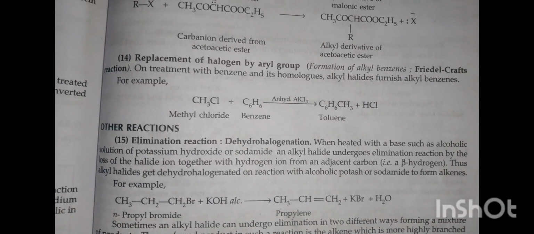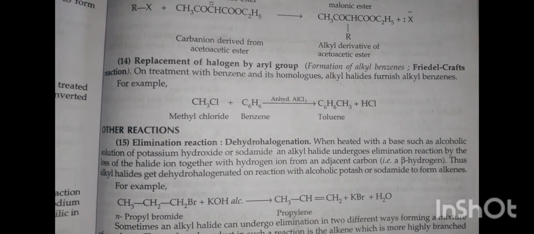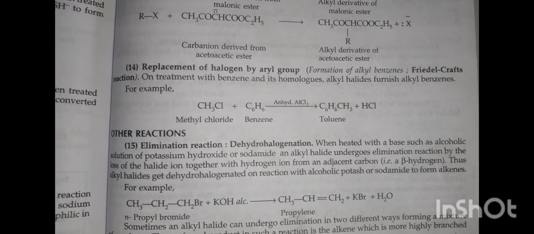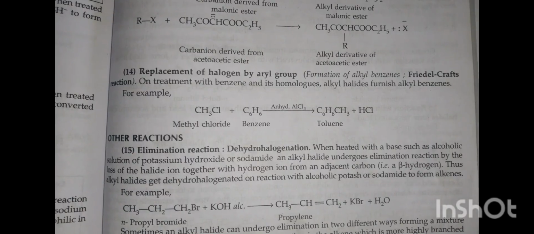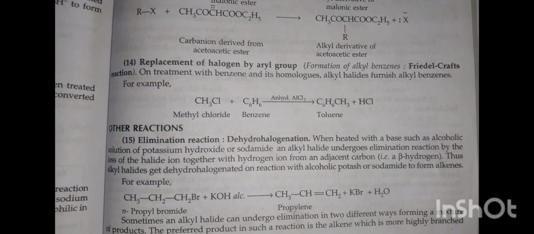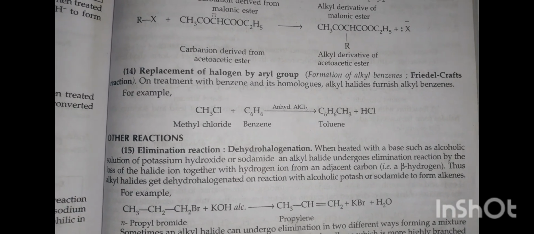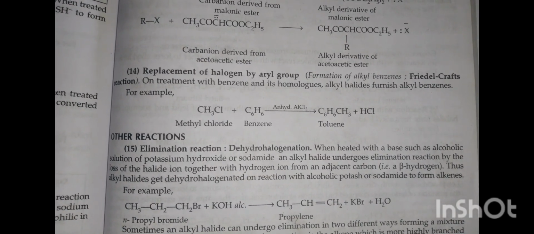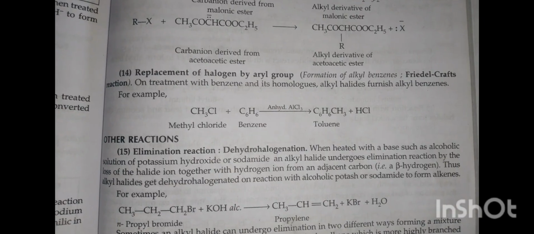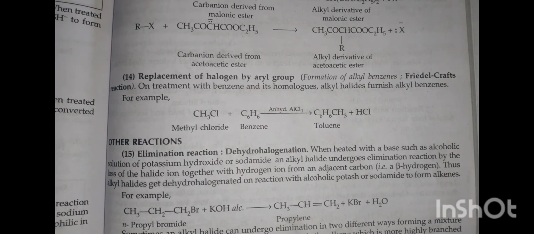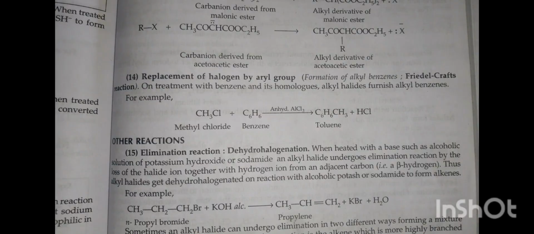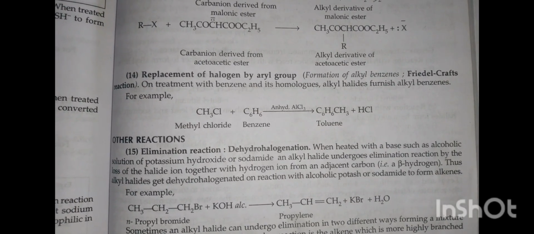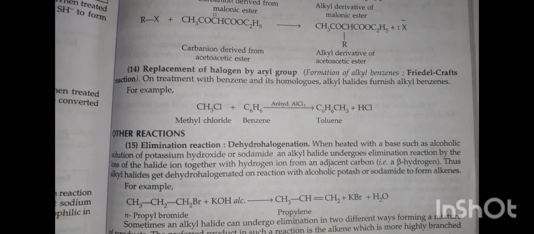Next is replacement of halogen by aryl group. Formation of alkyl benzene: in the Friedel-Crafts reaction, on treatment with benzene and its homologues, alkyl halides furnish alkyl benzenes. Other reactions: elimination reaction, dehydrohalogenation, when treated with a base such as alcoholic solution of potassium hydroxide or soda amide. An alkyl halide undergoes elimination reaction by the loss of the halide ion together with a hydrogen ion from an adjacent carbon, that is, a beta hydrogen. The alkyl halide gets dehydrohalogenated on reaction with alcoholic potash or soda amide to form alkene.